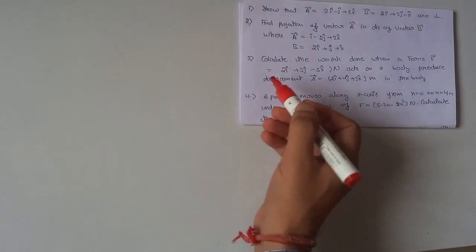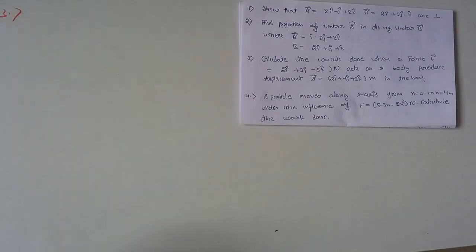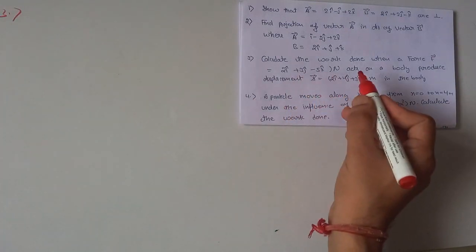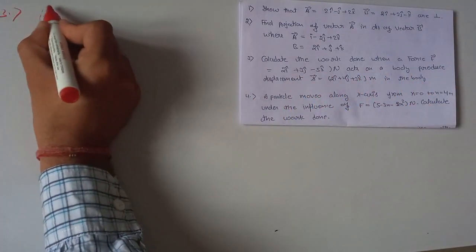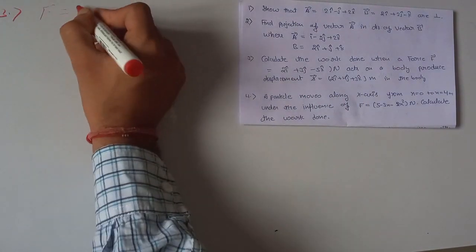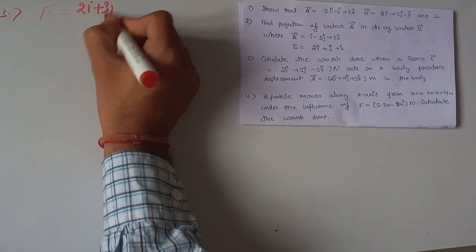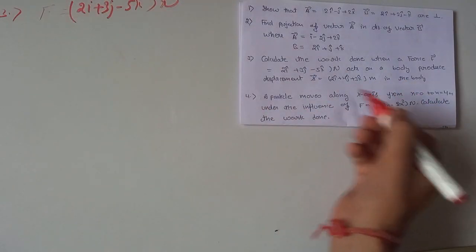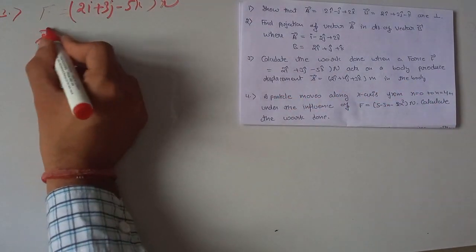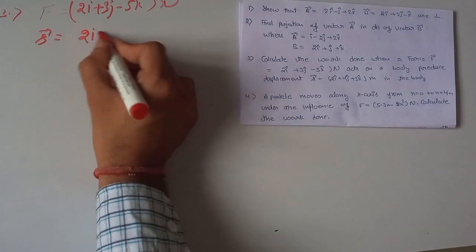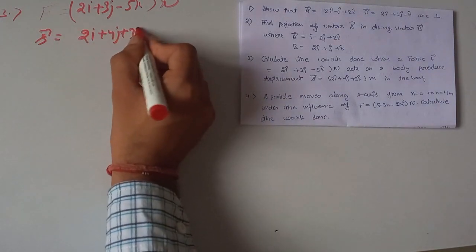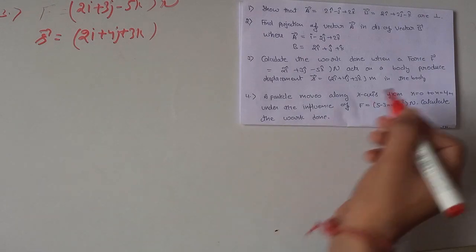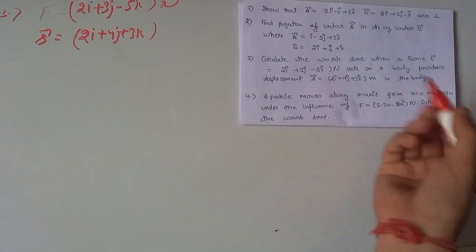Our next numerical, number 3. Calculate the work done by the force. The force vector is equal to 2i plus 3j minus 5k newton, acts on a body and produces a displacement. The displacement vector is given by 2i plus 4j plus 3k meter. Then we have to calculate the work done.